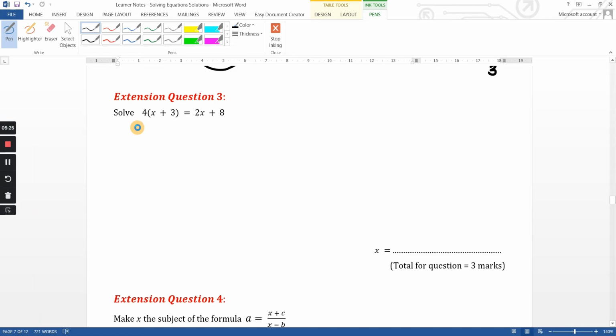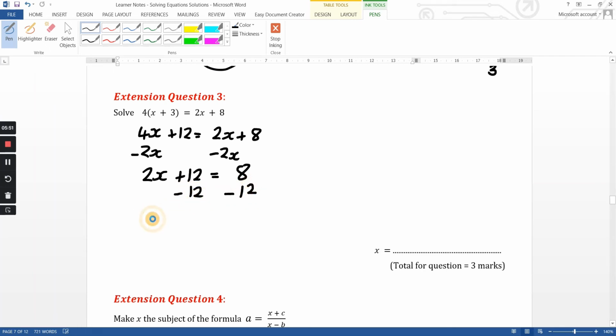Solve that. Again, you'll have to get rid of the brackets. So the 4 is multiplying all of that. Still got that on the other side. Let's keep 4x on this side, because that's the bigger one. So let's get rid of that. 2x plus 12 equals 8. Let's get rid of the 12. 2x equals minus 4. Let's divide both sides by 2. x equals minus 2. 3 marks for that.